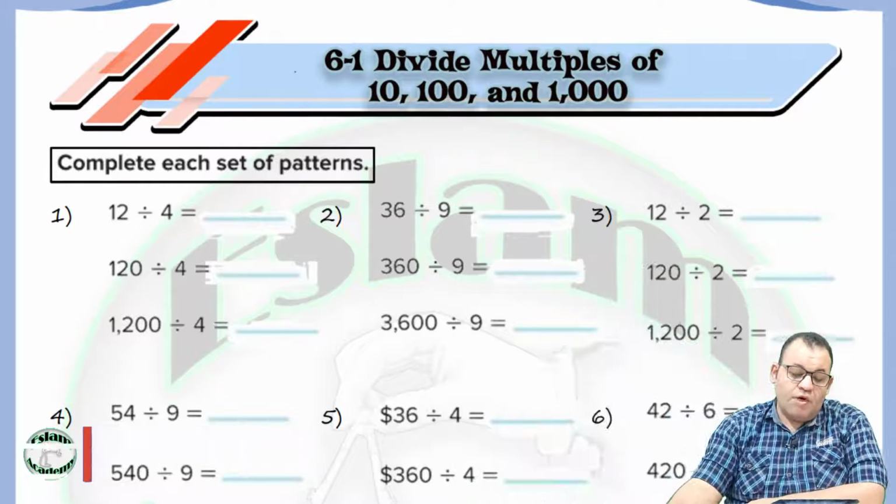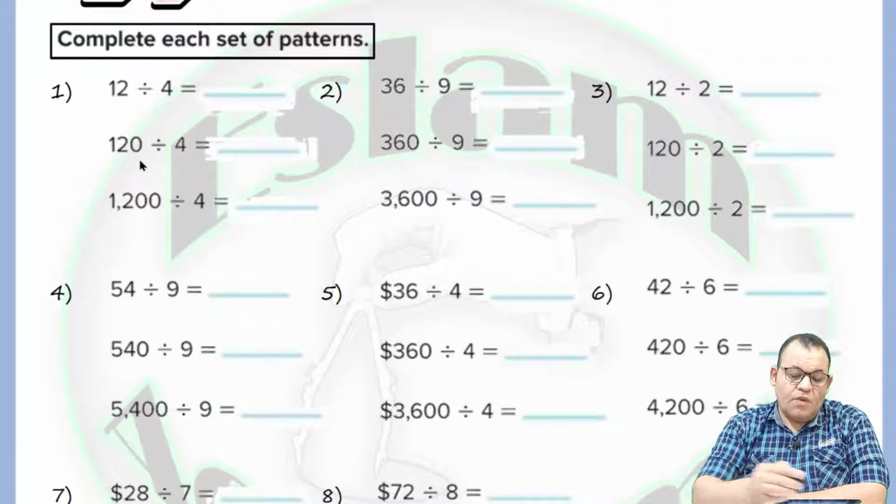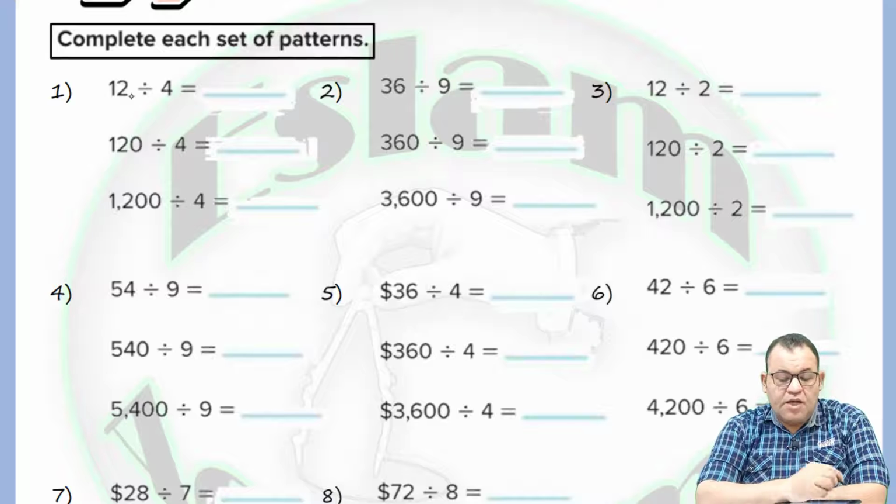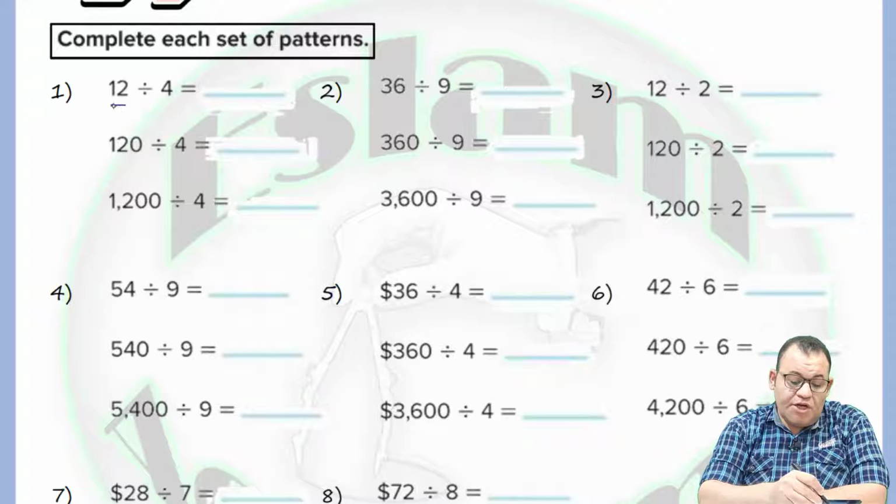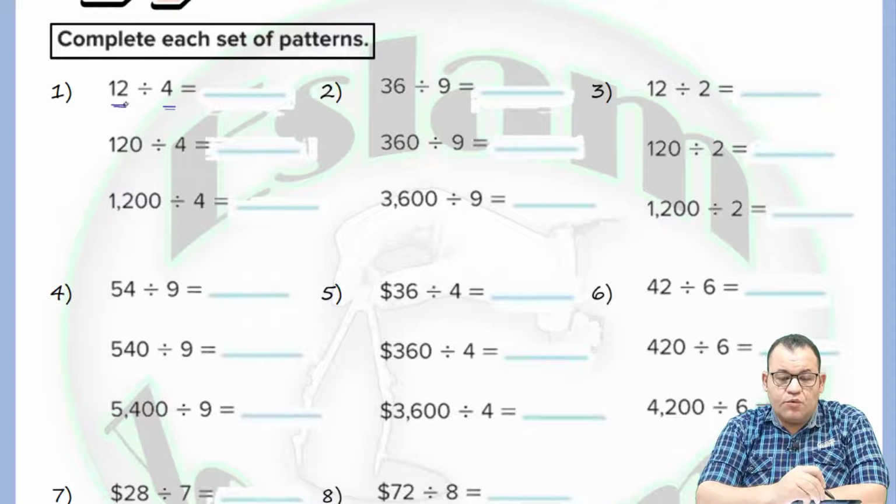So in question number 1, we need to complete each bit. 12 divided by 4. As we said before, the first number here in division is called the dividend, and the second number here is called the divisor. The last one, or the answer that you will find, is called the quotient. So we need to divide 12 by 4.